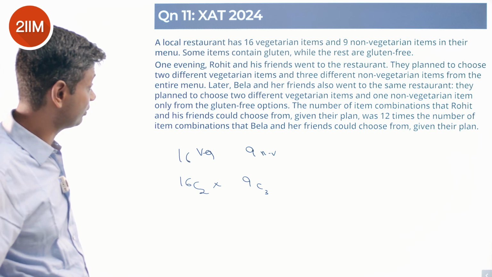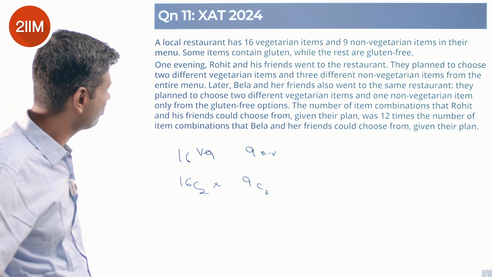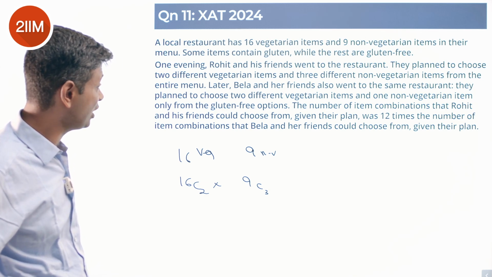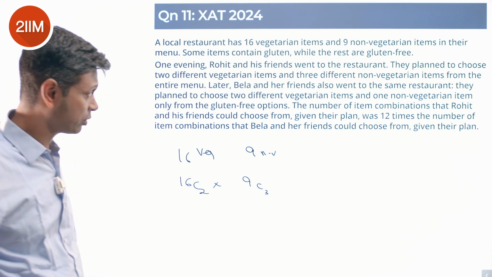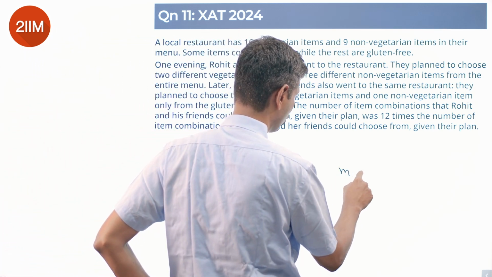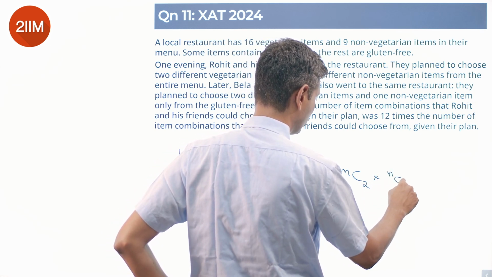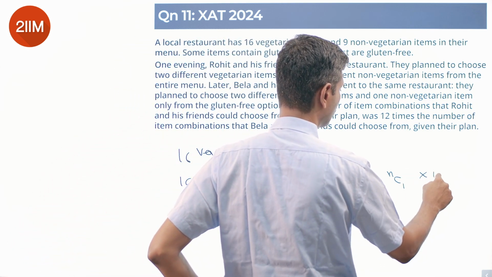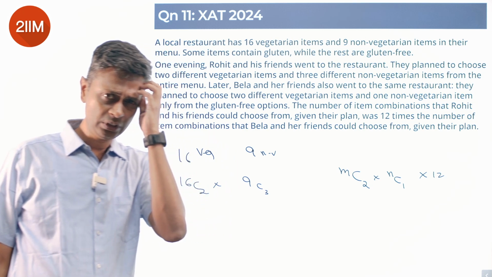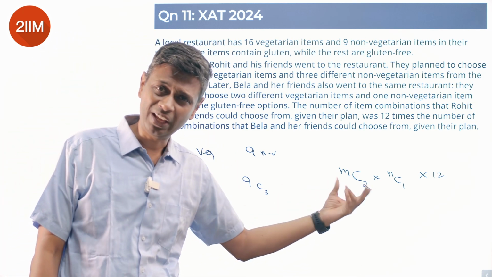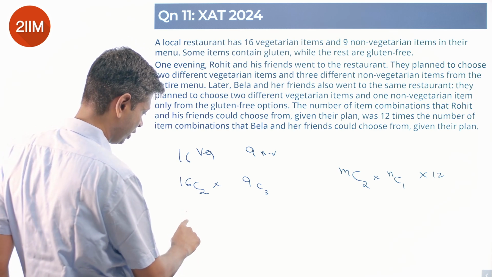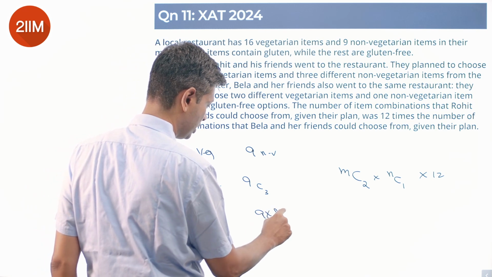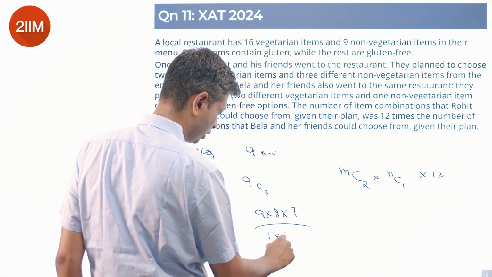Later, Bella and her friends, not Bala, at the same restaurant, had to choose 2 different vegetarian items and 1 non-vegetarian item from only the gluten-free option. We don't know what that is. So MC2 into NC1, and the option that Rohit had is what Bala had into 12. Nice. This we can calculate, that we have to guess. So this is 16 into 15 by 2, into 9 into 8 into 7 by 1 into 2 into 3.